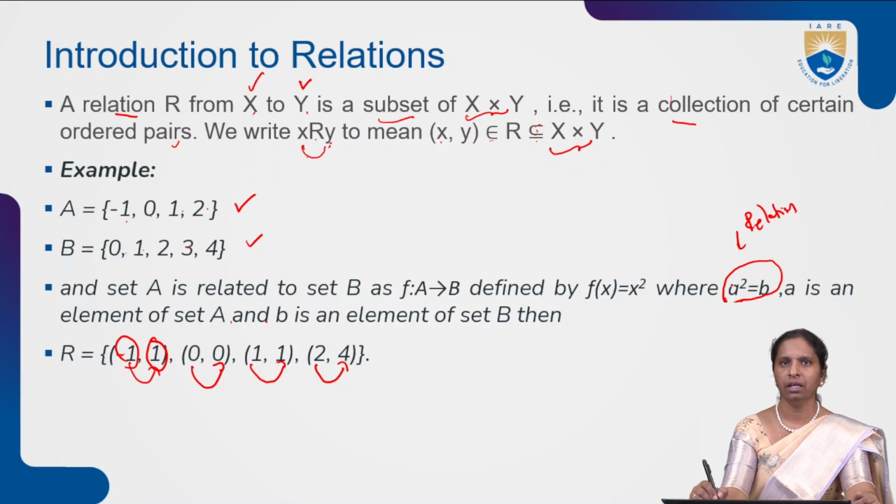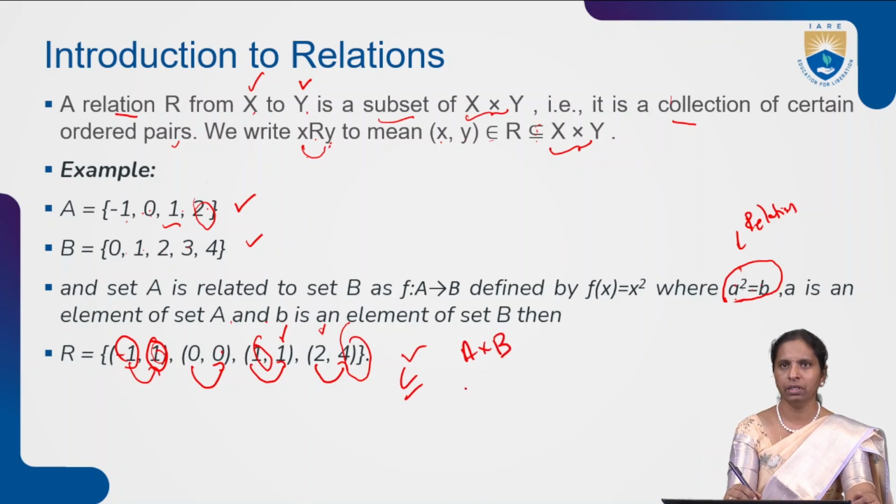And what is the relation here? A square is equal to B. So what is A here? Minus 1, and what is A square? Minus 1 square is 1. And similarly 0, 0 square is 0. The next element is 1, and 1 square is 1. The next element is 2, and 2 square is 4. This is called one relation from A to B, where the relation is A square is equal to B. So this is a subset of A cross B.